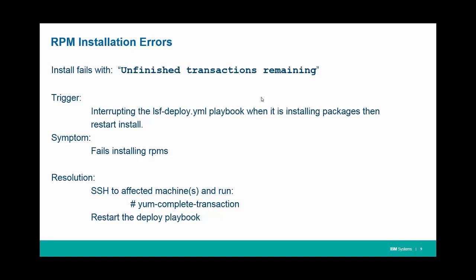So the way you do that is by running this command here. So yum-complete-transactions. You have to go to each of the machines where you saw this message and run that yum-complete-transactions. And then restart the deploy playbook, and that'll correct the problem for you.